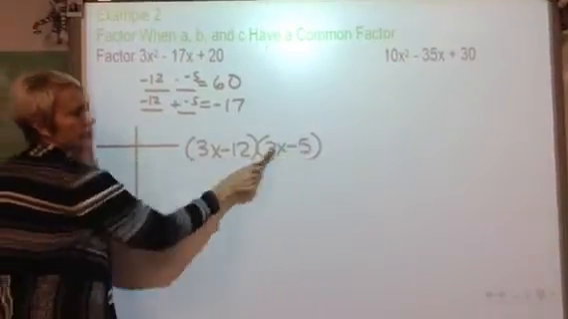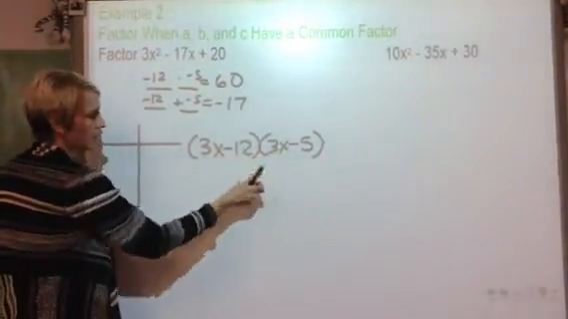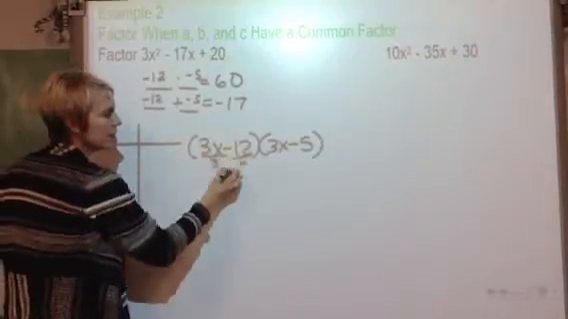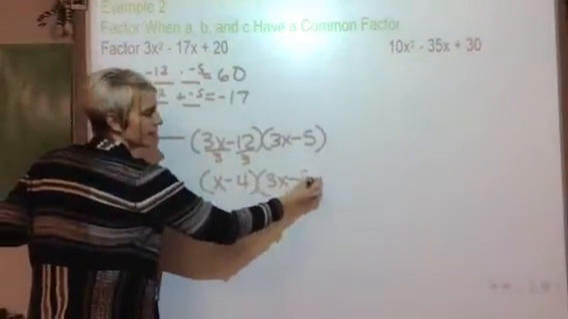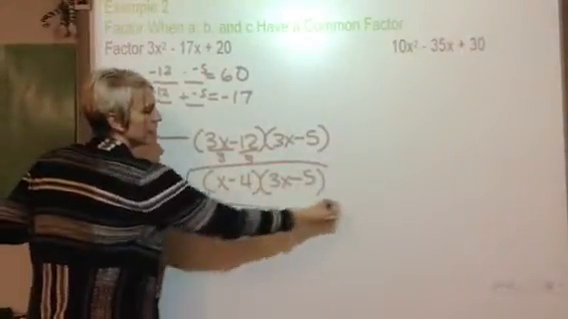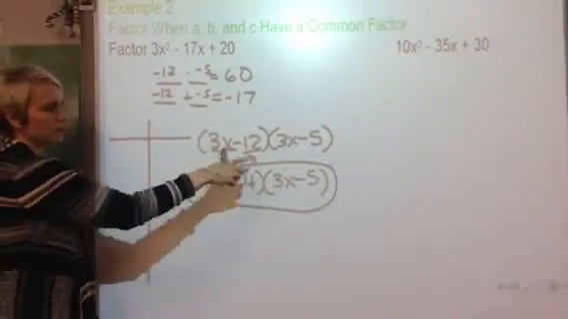Well, these do not divide, so it's going to stay, but these I can divide by 3, so that would be x minus 4 times 3x minus 5. This is completely factored, and if you wanted to check, you could FOIL it if you wanted to.